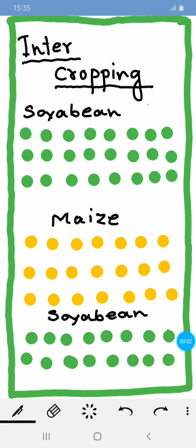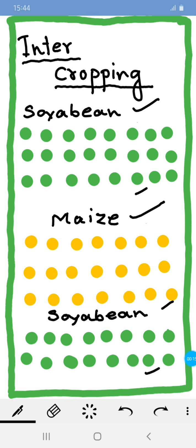Next, intercropping. Intercropping is growing two or more crops simultaneously on the same field in a definite pattern. A few rows of one crop alternate with a few rows of a second crop. For example, soybean can be grown with maize. Here I have drawn the green dots, these are soybean, and the yellow dots are maize. That means first a few rows of soybean and after that a few rows of maize. Again a few rows of soybean and a few rows of maize. Like this, a definite pattern is followed.